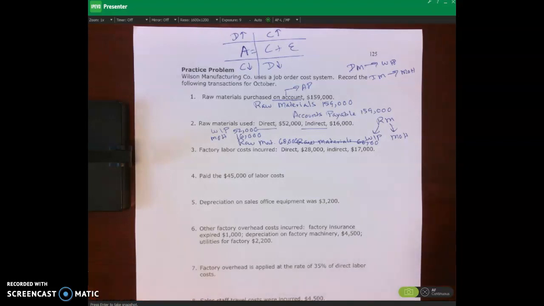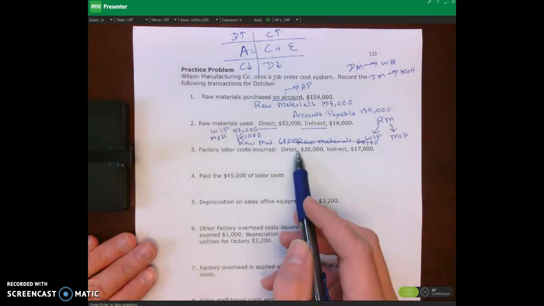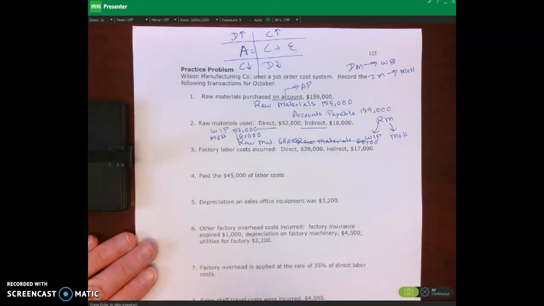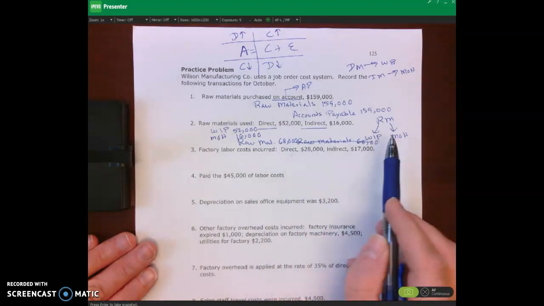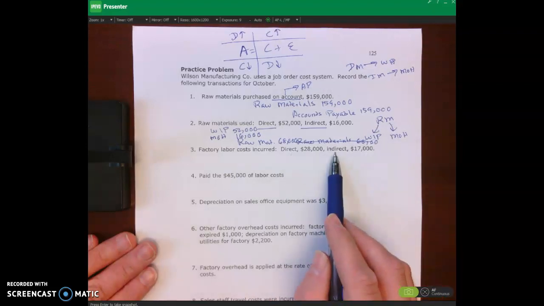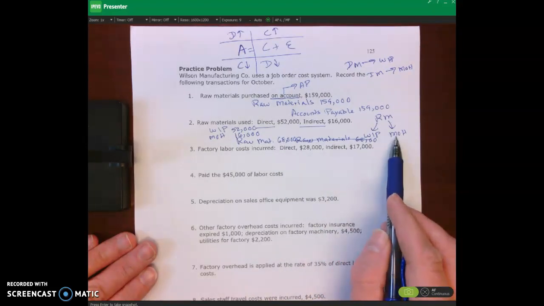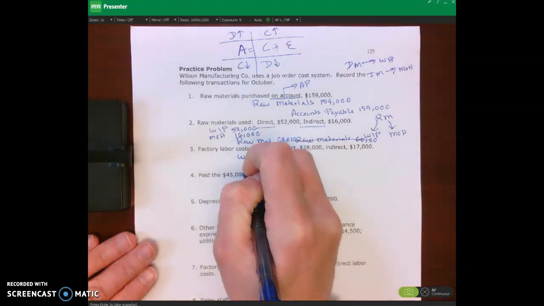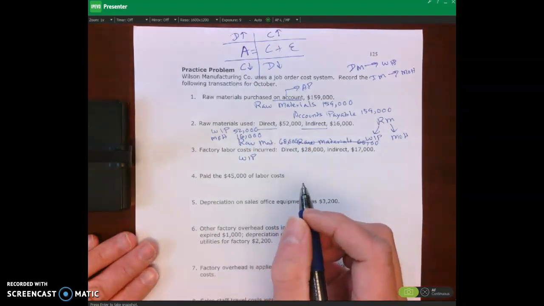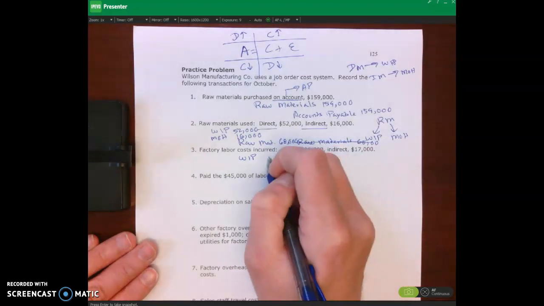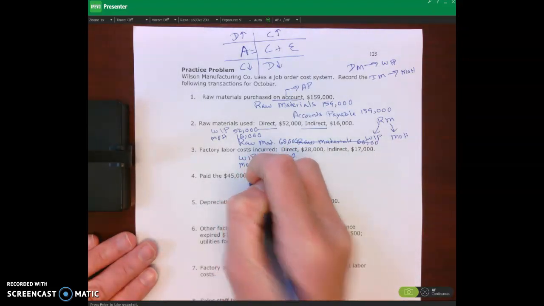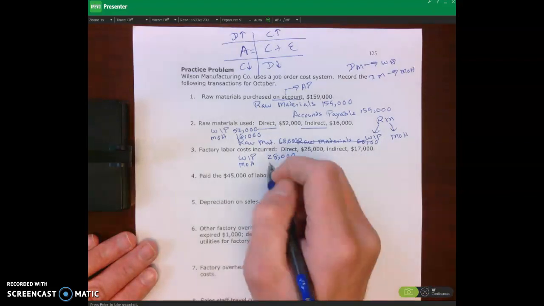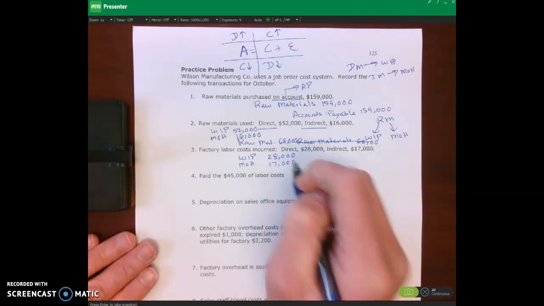Now let's talk about the journal entry for recording factory labor. Similar to what we talked about with our materials, direct labor goes to work in process, indirect labor goes to manufacturing overhead. So I will debit work in process for direct labor of $28,000. I will debit manufacturing overhead for my indirect labor of $17,000.